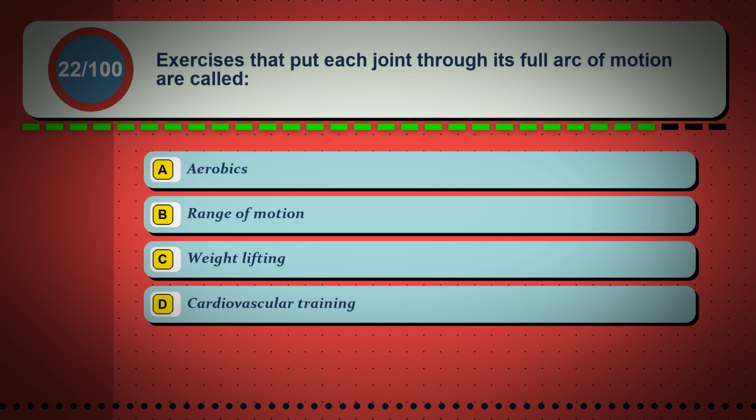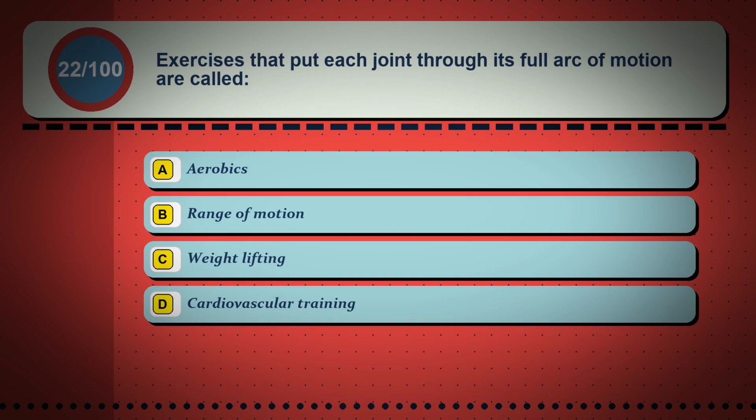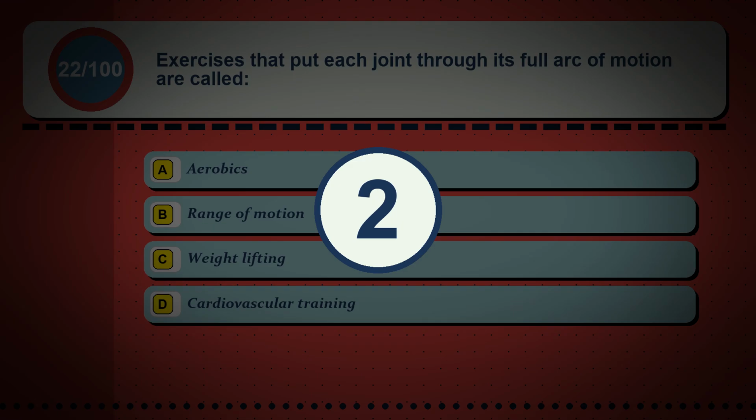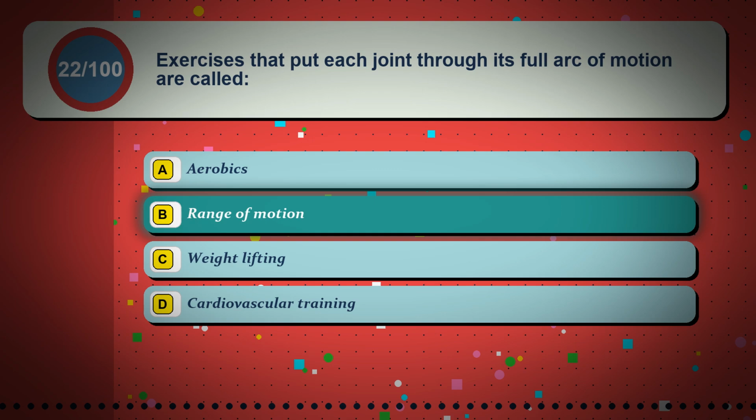Question 22. Exercises that put each joint through its full arc of motion are called. Option A, aerobics. Option B, range of motion. Option C, weight lifting. Option D, cardiovascular training. The correct answer is option B, range of motion.